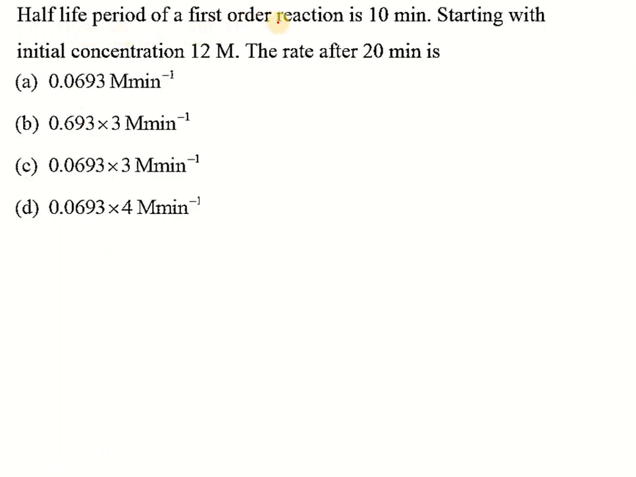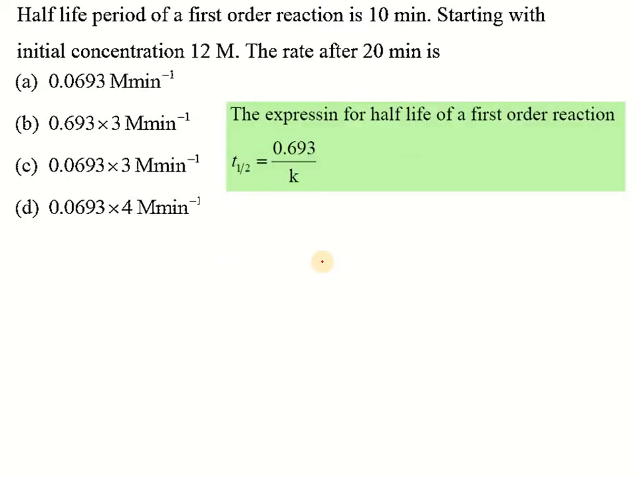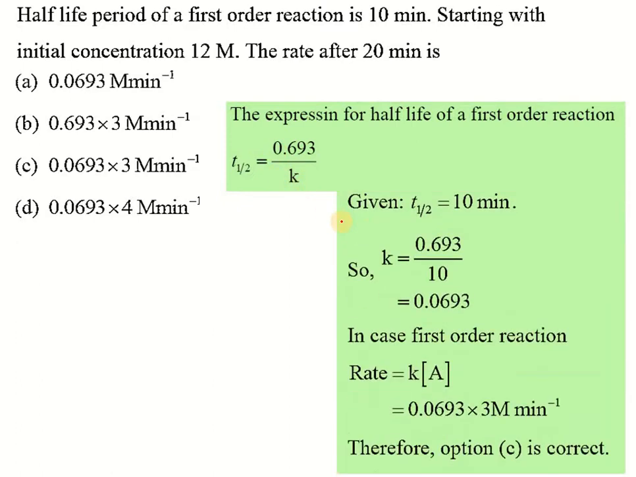The half-life period of a first order reaction is 10 minutes, starting with an initial concentration of 12 molarity. The rate after 20 minutes is? So this is the half-life relation with the first order rate constant: t half equals 0.693 by k, and using this we get k as 0.0693, the rate constant. The rate constant will be substituted in the rate formula, rate equals k into the concentration of A, where the k value we got is 0.0693 and the molarity of A after 20 minutes is very clear, that is 3 molarity. So 0.0693 into 3 molarity per minute, option C is the right option for this one.